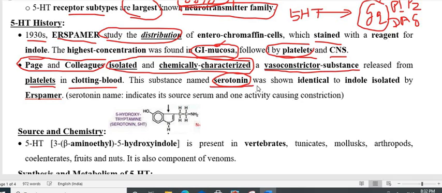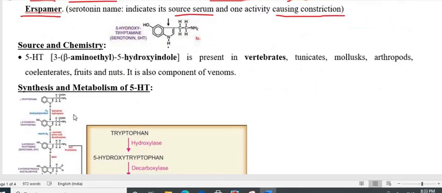So what is the meaning of serotonin? Serotonin means it is isolated from the serum, source is serum, and possessing the constriction action, that is tonin, serotonin. And he found that the compound he isolated is identical to the indole isolated by Erspamer. So this is about the history concerned to the 5-HT. Now we have to go through the chemistry and the source of the 5-HT.